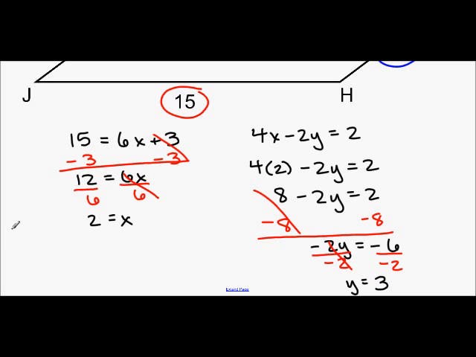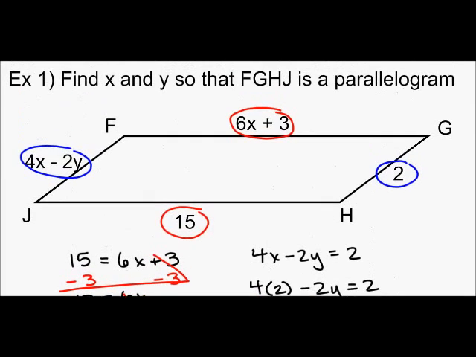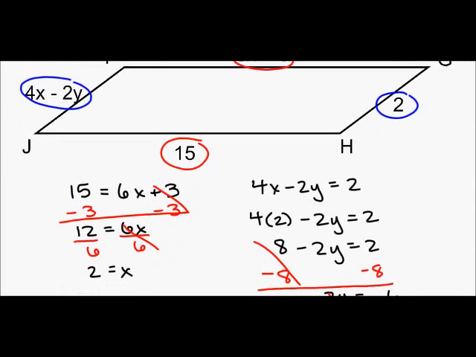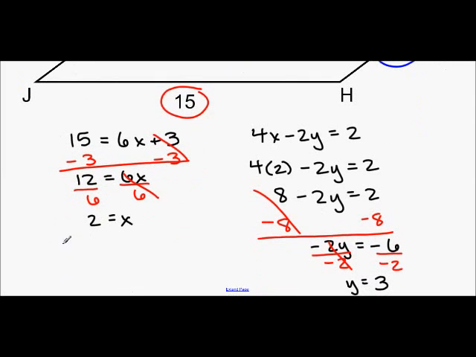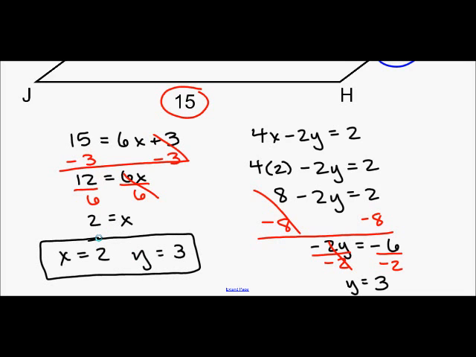Okay, so what we just did, we wanted to find the values of x and y that'll make this a parallelogram. For that to happen, the opposite sides have to be equal. So we set up equations equating the opposite sides and solved for x and y. So when x is 2 and y is 3, FGHJ will be a parallelogram.